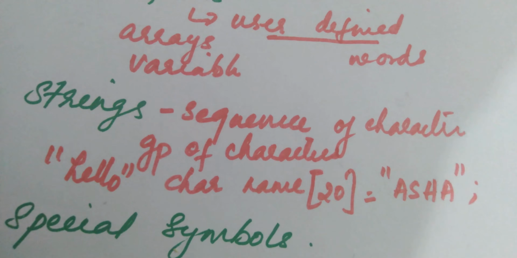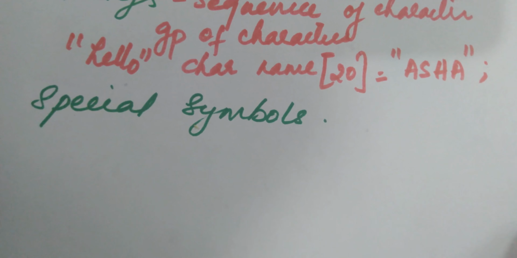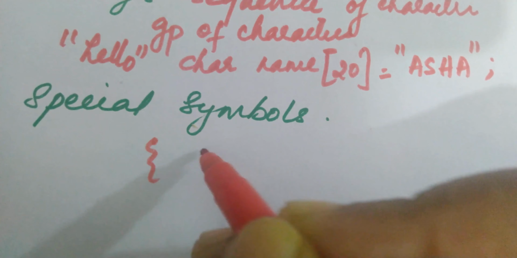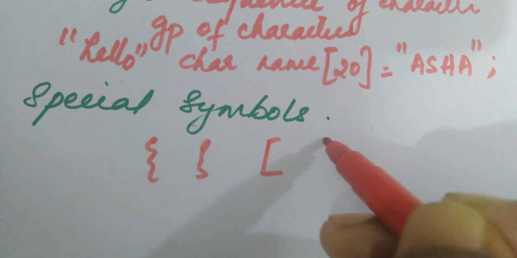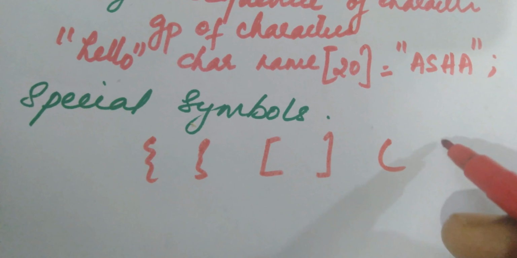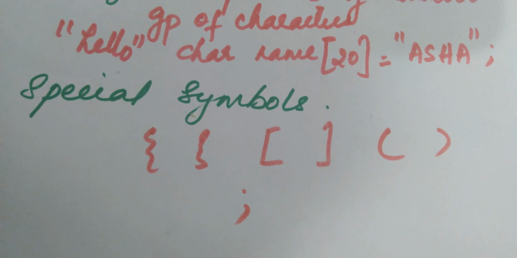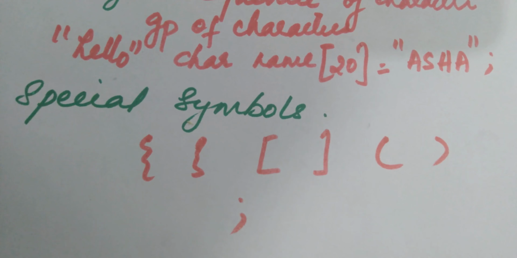And next is special symbols. Special symbols are nothing but the different symbols which are used in the C program, like curly brackets, square brackets, normal brackets, semicolons, etc. The symbols which are used in the C program.